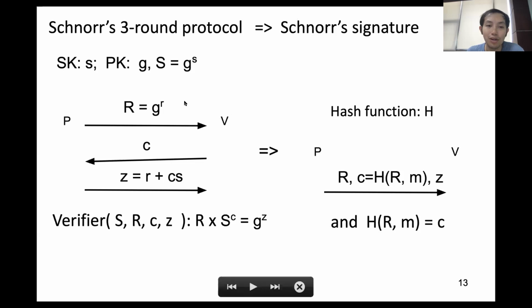It's exactly applying Fiat-Shamir over Schnorr's three-round protocol, and if the hash function is as good as a random function, even if you see the key, then this is a very good signature. And by the way, this is a very popular signature used in practice.